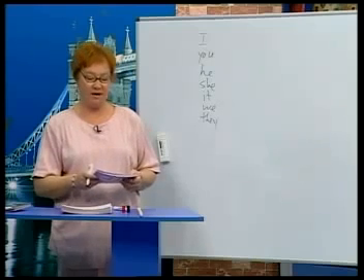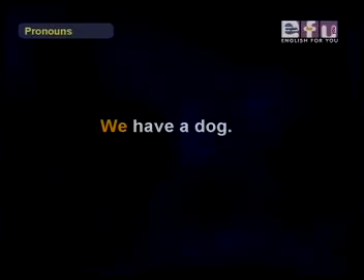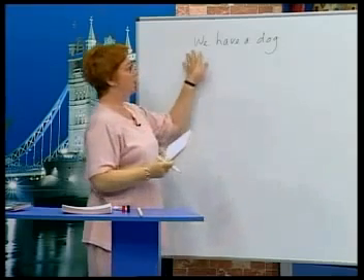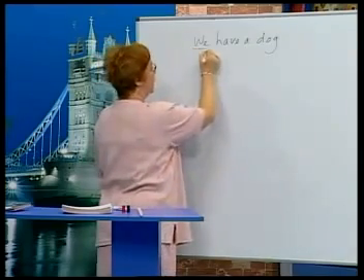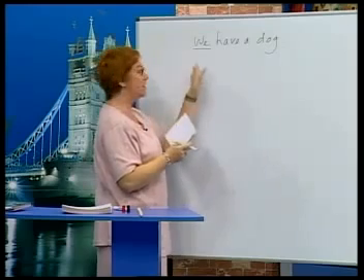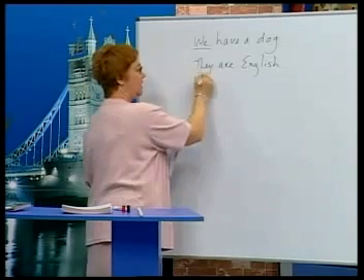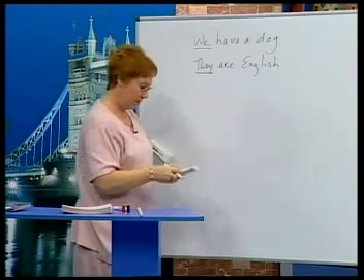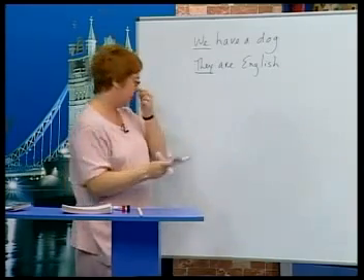We can use the pronouns to talk about the subject. Now let's look at this. We have a dog. We have a dog. All right? And here we have we, the subject pronoun. Okay? They are English. They are English. And here they is the subject pronoun. Okay? Now, we can also use pronouns to talk about objects.